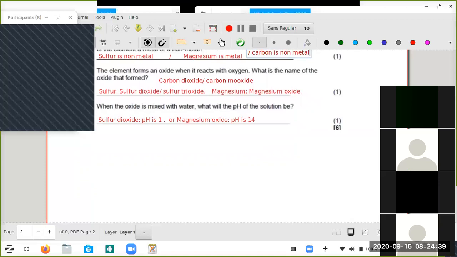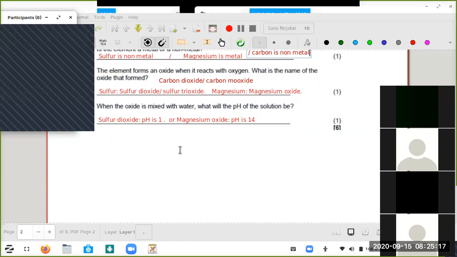Now, when this oxide is mixed with water, what will the pH of the solution be? If it is sulfur dioxide mixed with water, then it forms what we call sulfuric acid. So the sulfuric acid is pH 1. This is an acid, a strong acid, having pH 1. Then again, if the answer was magnesium oxide for 9.5, the magnesium oxide, when it reacts with water, forms a base, right? So that's an alkaline.